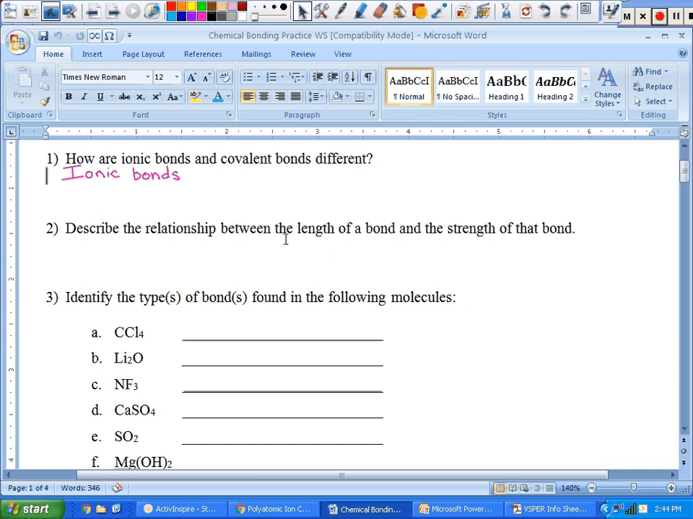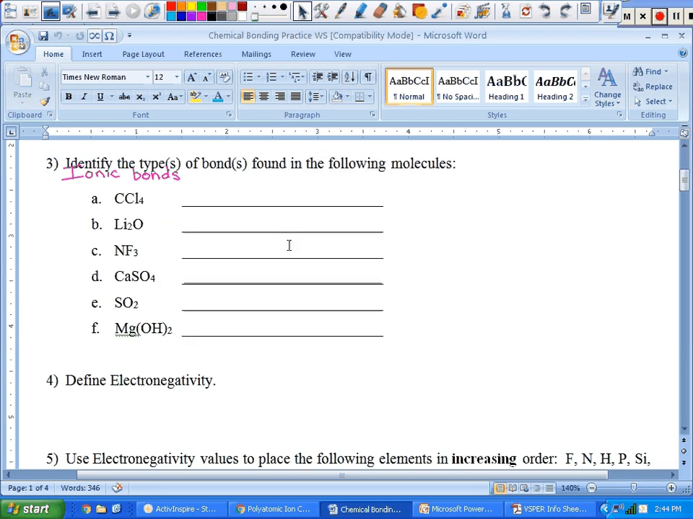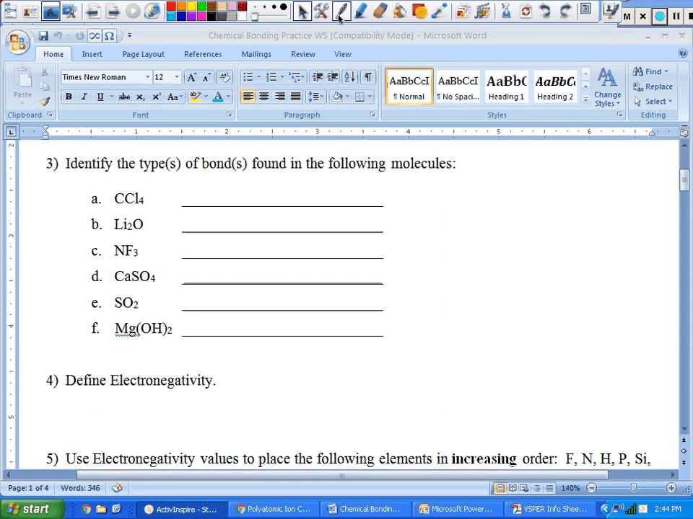Now, identify the types of bonds found in the following molecules. I'm going to be honest with you, I hate this word because this is not true. When you see the word molecule, what do you think? Covalent. These are not all covalent bonds. So really, the word molecules needs to be changed to compounds.